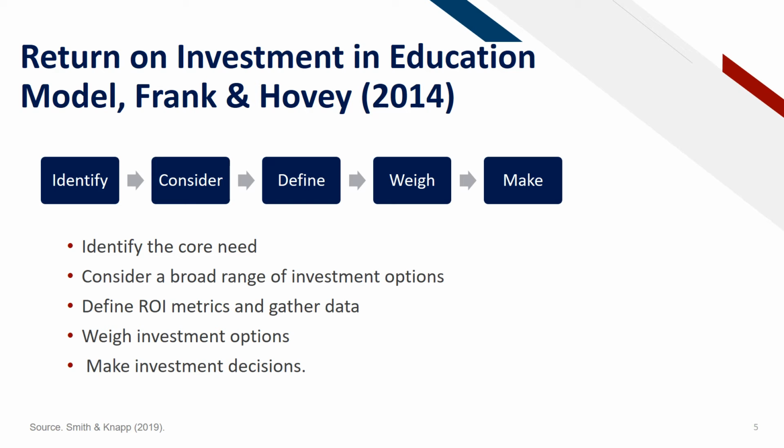Then you're going to define the metrics and gather data. This is similar to the Smith model. Weigh what options so that you have some sort of measurable criteria, and then you're going to use them as measurable criteria and the data to make your investment decisions.